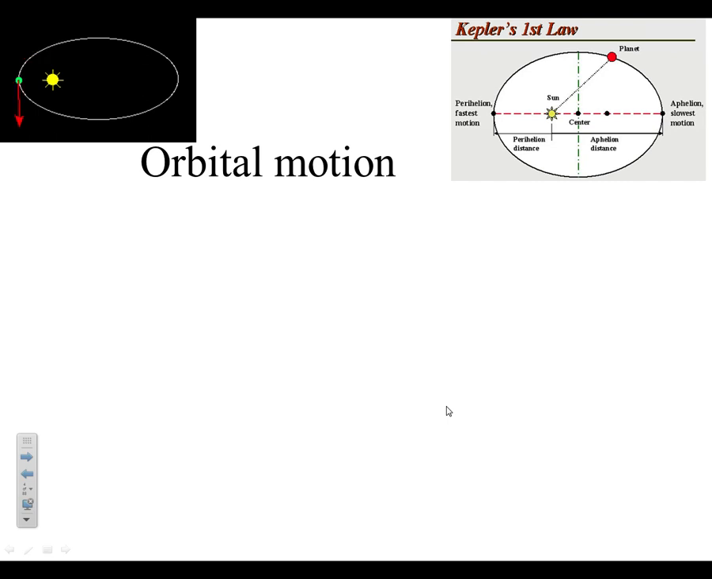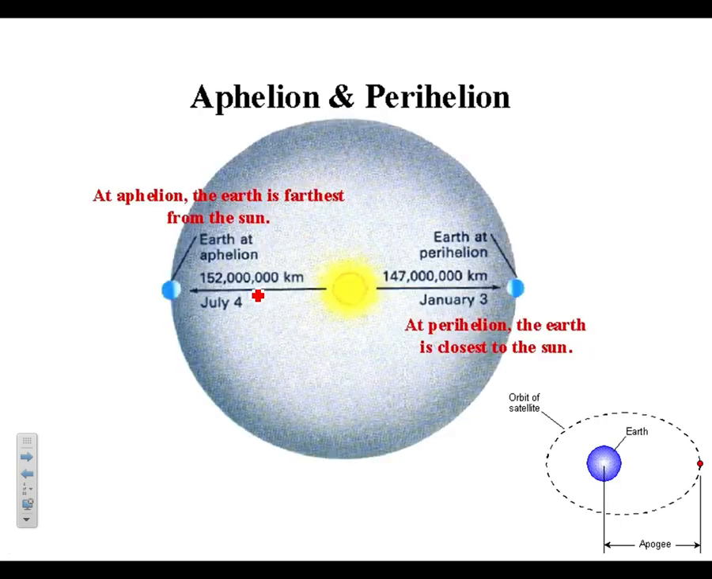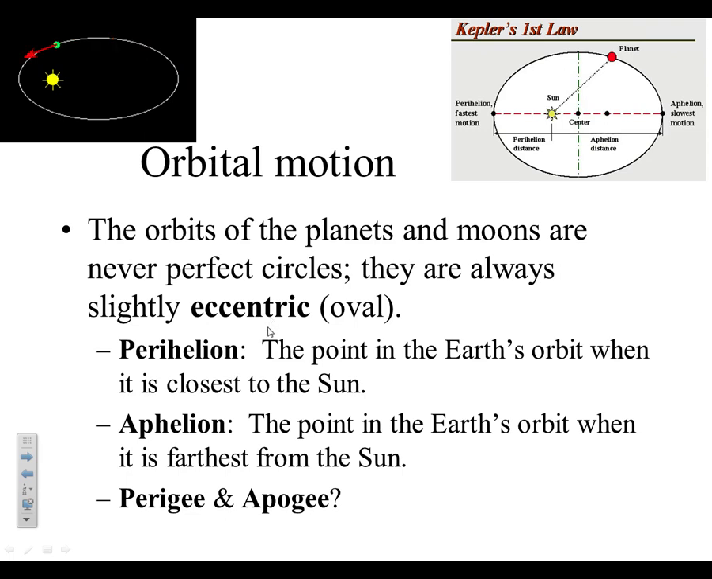Okay, so orbital motion, let's talk about the orbit a little bit. The orbits of the planets and moons are never perfect circles. They're always slightly eccentric, okay, a little bit out of oval. And you might know this word eccentric. Maybe you describe a person as being eccentric. They're a little bit out of round, or they're a little bit oval, okay, a little bit different. Okay, and that's what eccentric means. It's not a perfect circle.